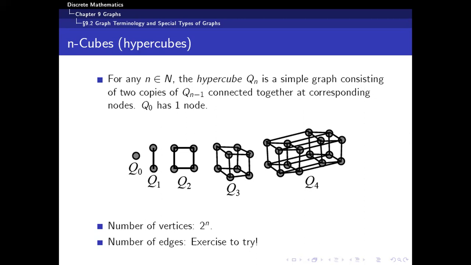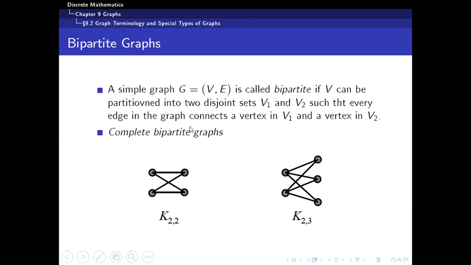In the last class, I think we have covered this topic, right? Yes, sir. So let us start from the next topic, that is called bipartite graph. Okay.